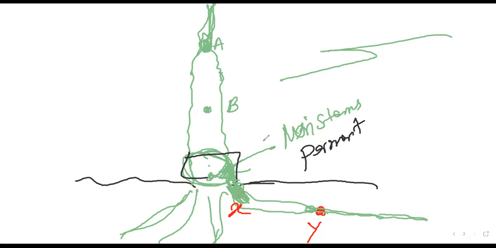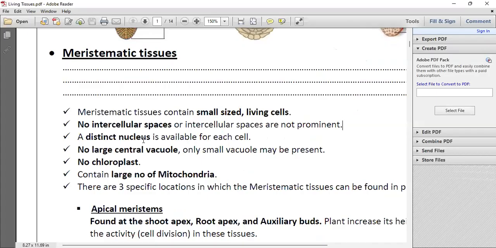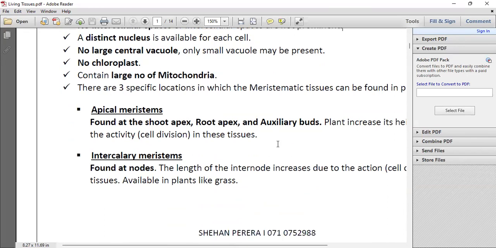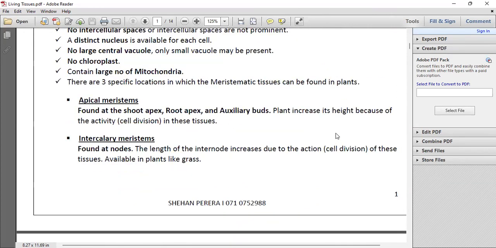Are we clear with that? Yes, sir. Clear now. Right, so then we have three types of meristematic tissues basically, depending on the location. Apical meristem is the first one, right? Apical meristems can be found at the shoot apex, root apex, and auxiliary buds. Plants increase their height because of the cell division in these tissues, right?